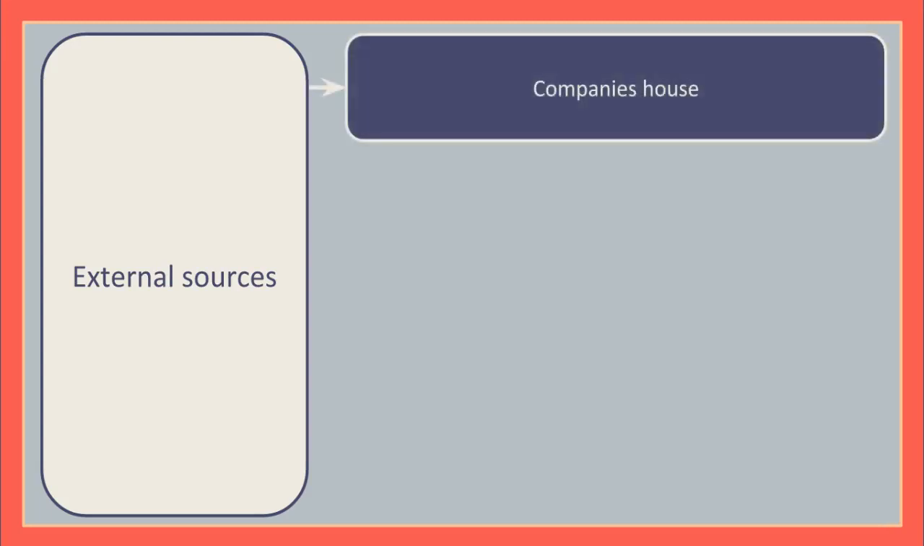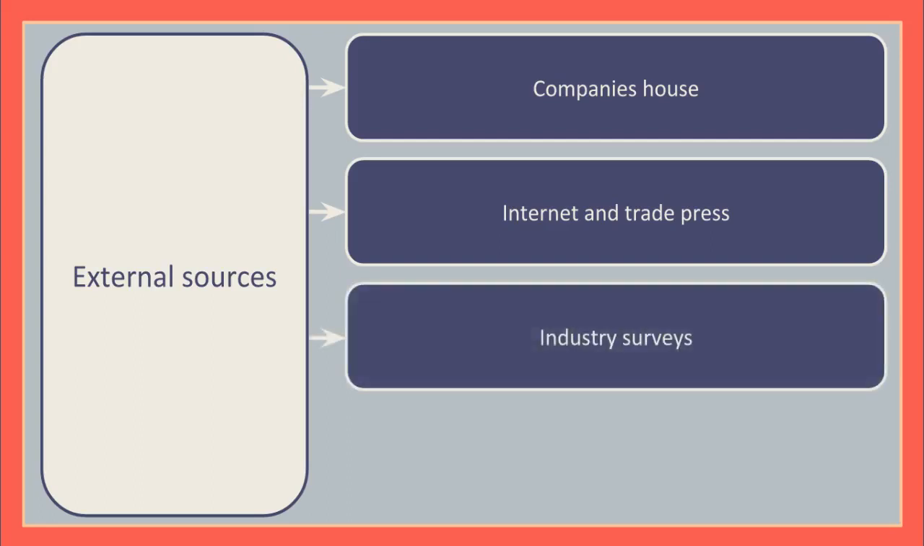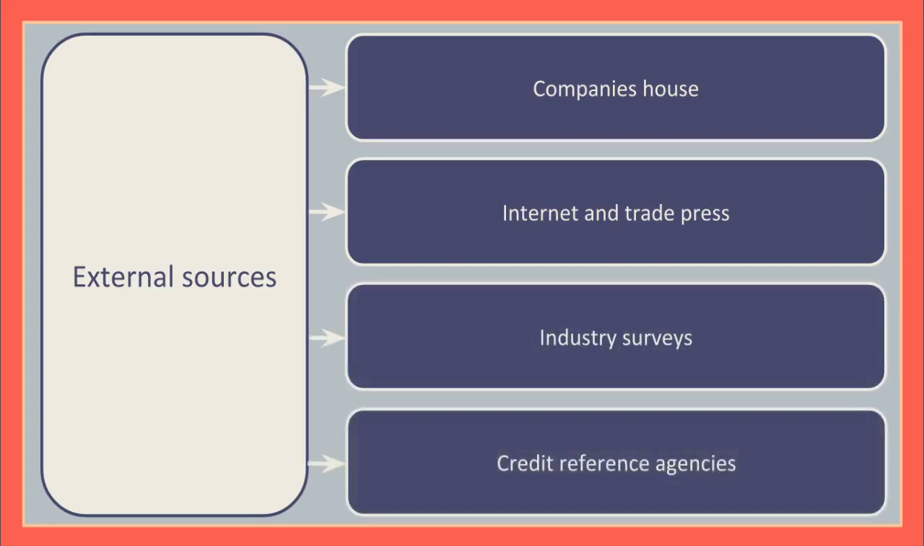External sources will give you some independent information about the client. These include Companies House, where information on the structure and financial statements can be found, the Internet and trade press, where auditors may find events relating to the client that may be relevant to the audit and the financial statements, industry surveys, and credit reference agencies will also give relevant information on how they've been performing and their financial position.